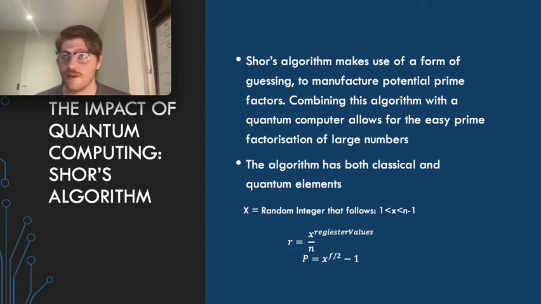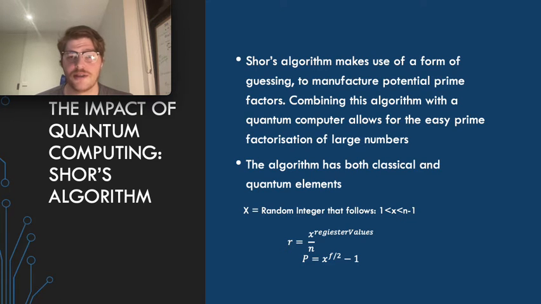Then Shor's algorithm, which is definitely the most important in terms of quantum computing and cryptography. Shor's algorithm effectively takes a guess and returns a much better guess at a prime factor. So for any large number n, you can take a guess at a prime factor being x. Now, as long as this is between 1 and n minus 1, this will work for Shor's algorithm.